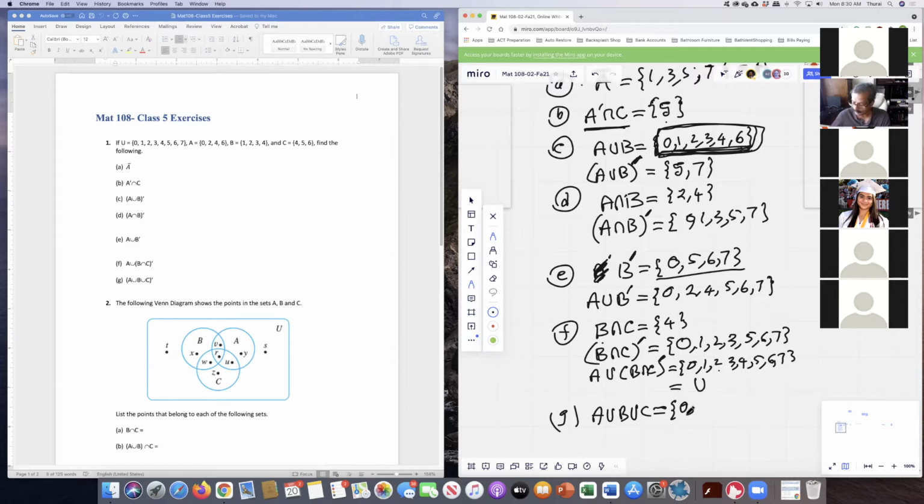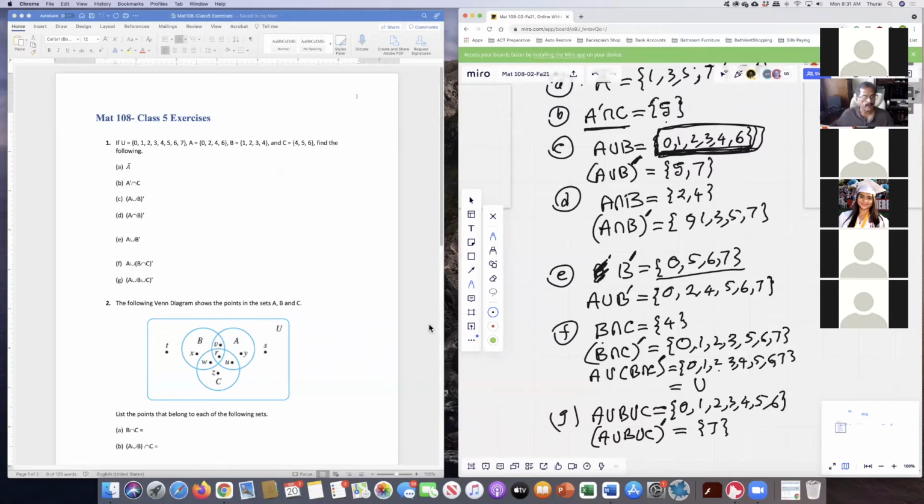So 0, the 5 will be added to this, right? To A union B. When I combine the C, the 5 will be added. Nothing else will be added. 4 and 6 are already there. So 0, 1, 2, 3, 4, 5, 6. Not the 7. So it's not equal to universal set. 7 is missing. We need to find the complement of this. 7? 7 is correct. Very good. Just 7 is all we get.